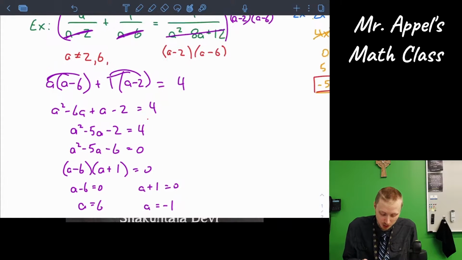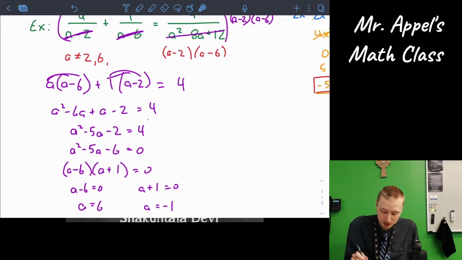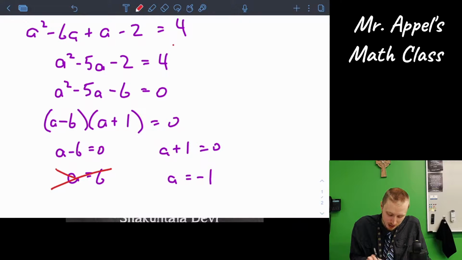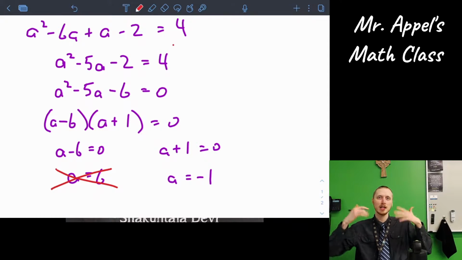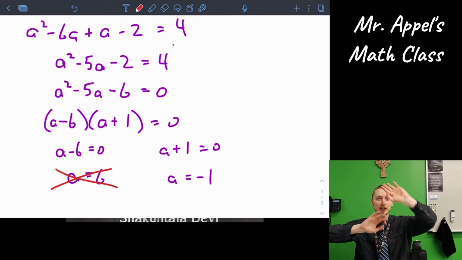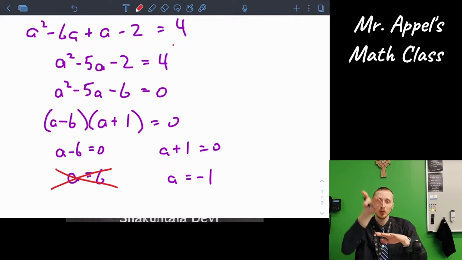Check, check, check. Are those answers allowed? A can never be equal to 2 or 6. So we take this a equals 6 and we cross that out and say, no, you are an extraneous solution. You're a result of taking what was a rational equation, flipping it back into a perfect parabola.